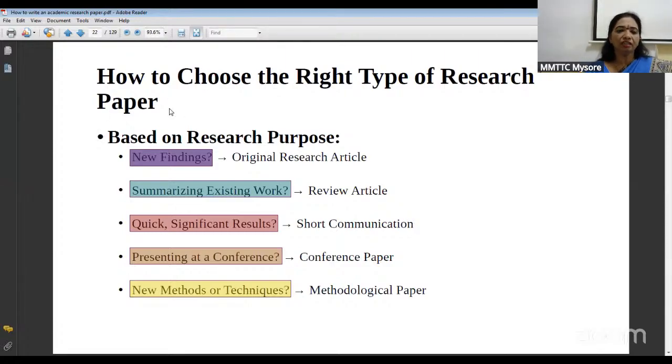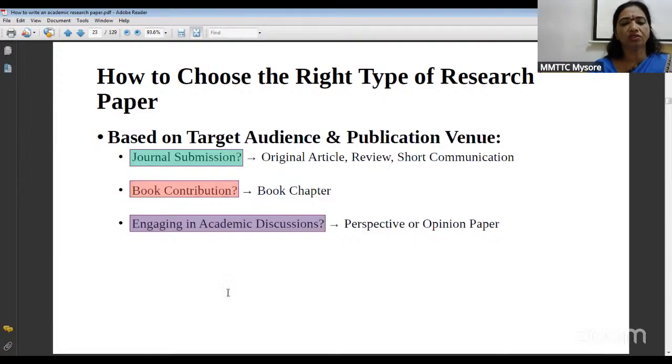Okay, so how to choose the right type of research paper? Choosing the right type of research paper depends upon what research you have performed. Based on the research purpose, if you have come out with new findings, then go for the original research article. If you are summarizing existing work and have not done any new work, then go for the review article. Do you have any quick and significant results? Then write a short communication. If you have already presented at a conference, you go for a conference paper. And if you have come out with any new methods or techniques, then write a methodological paper.